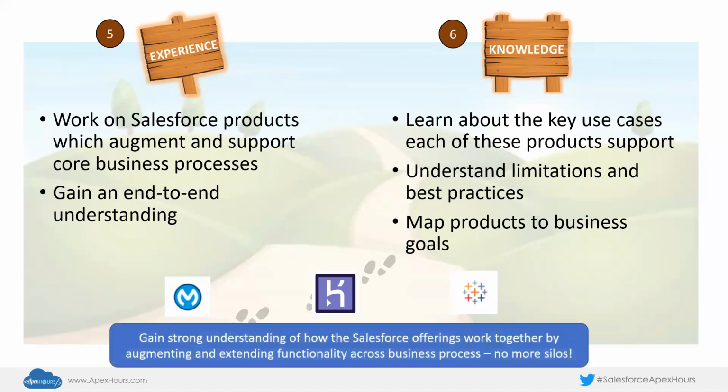And the objective by this fifth and sixth step is really to gain a strong understanding of how Salesforce offerings work together, right? At this point, what you should have gained is to start looking at the bigger picture. You're augmenting and extending functionality across business processes, and if you start understanding these projects and putting things together, you will see how they're all working together. And the key here is no more silos.